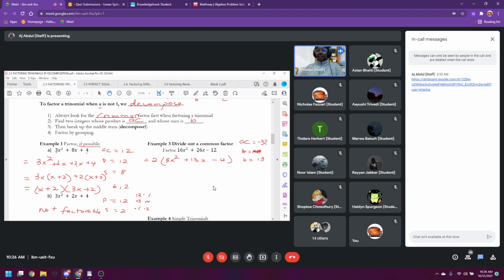Let me think. Can you guys find those two numbers? I need two numbers. When I multiply them, I get negative 32. When I add them, I get positive 13. I don't know this. Sorry, my brain. Should we find those two numbers together? I do not know.